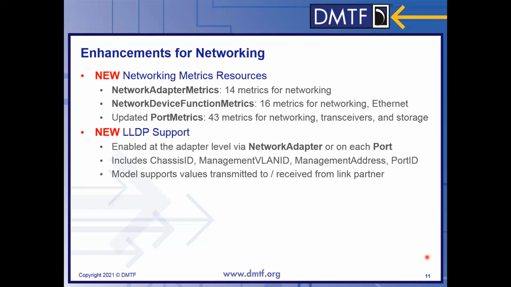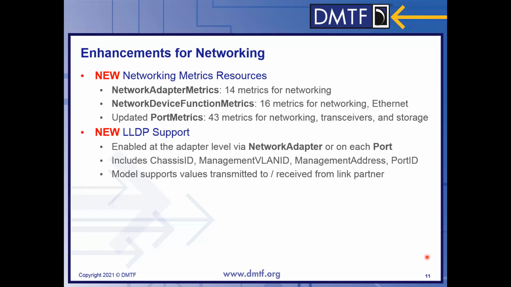The network adapter metric starts with 14 properties, showing things both on the transmit and receive side. And we struggled mightily with how to name these things consistently. You'll see hopefully a consistent pattern there to try to make things both readable and also make sense when you look at those resources as a whole. So you'll see lots of RX and TX in the names, trying to give some parallelism on both sides of those transactions. On the network device function side, there's about 18 properties that have started.